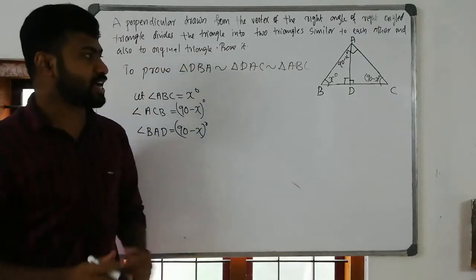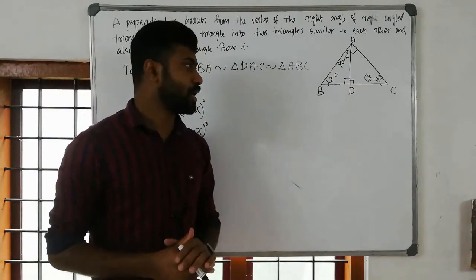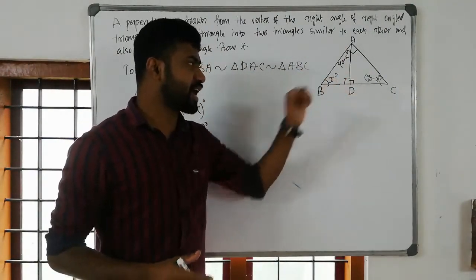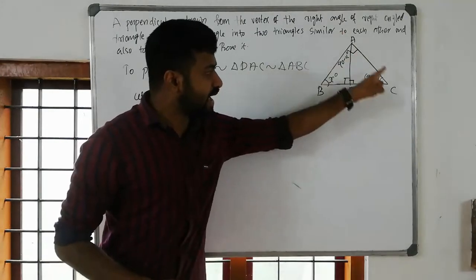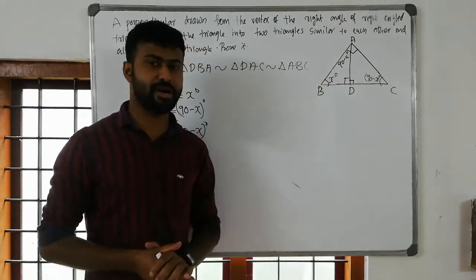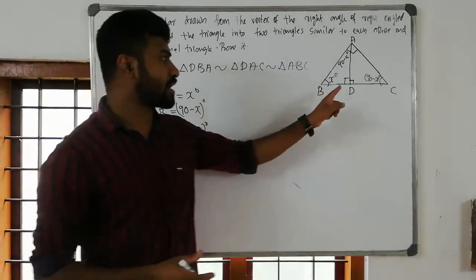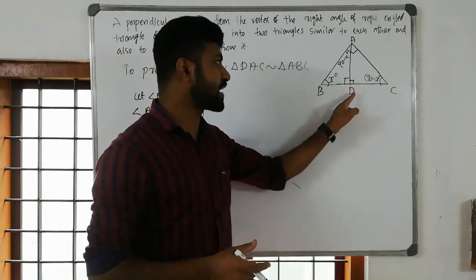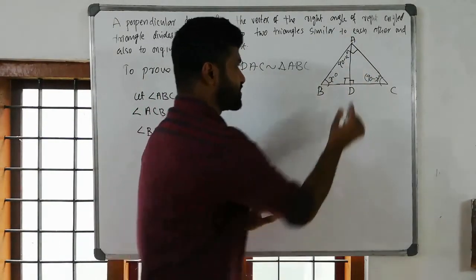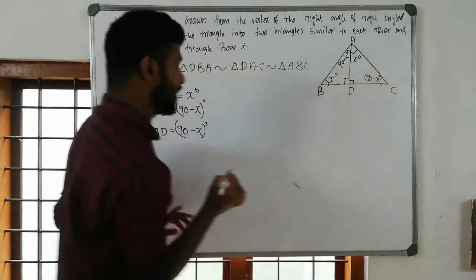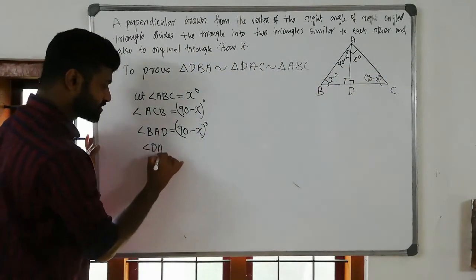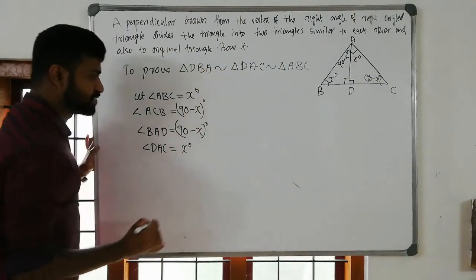Now consider the triangle ADC, in which angle ADC is 90 degree, angle ACD is 90 minus x degree. So the remaining angle of triangle ADC, that is angle DAC, is x degree. So angle DAC is equal to x degree.